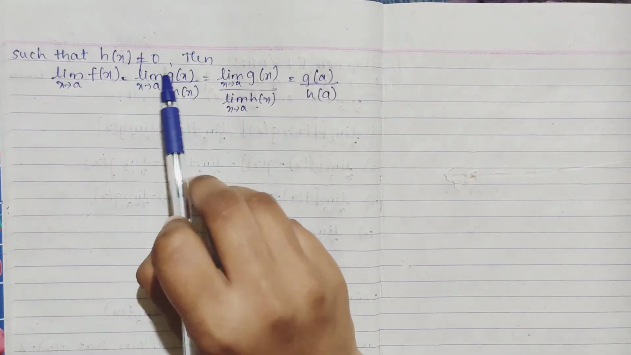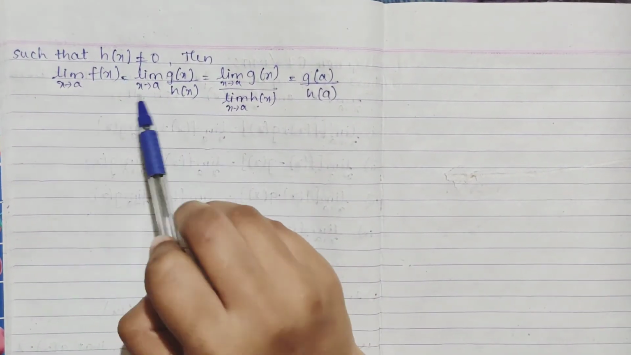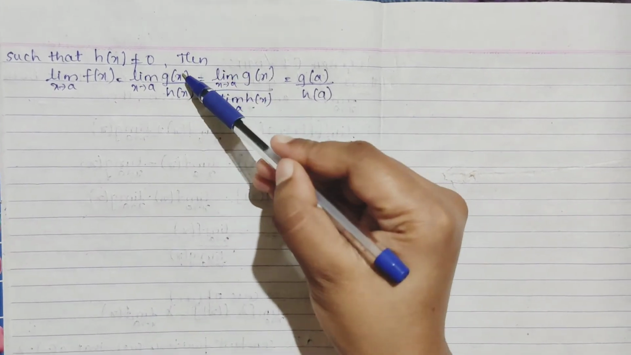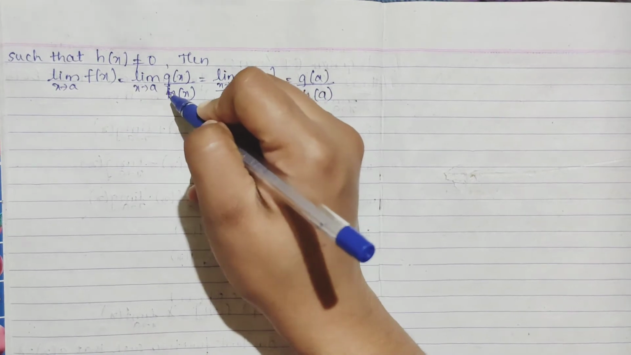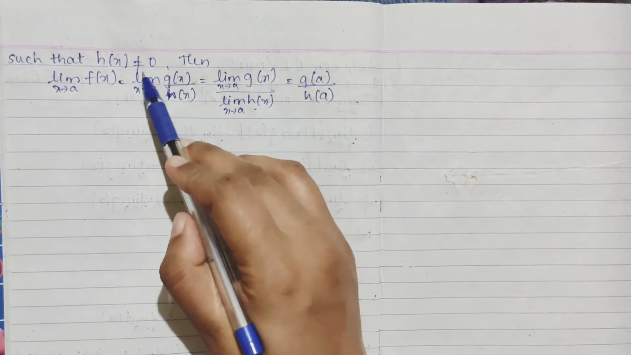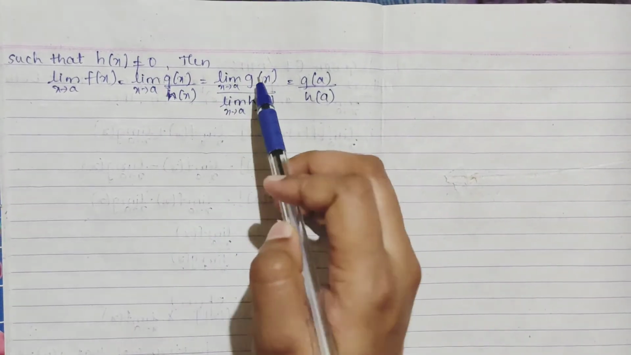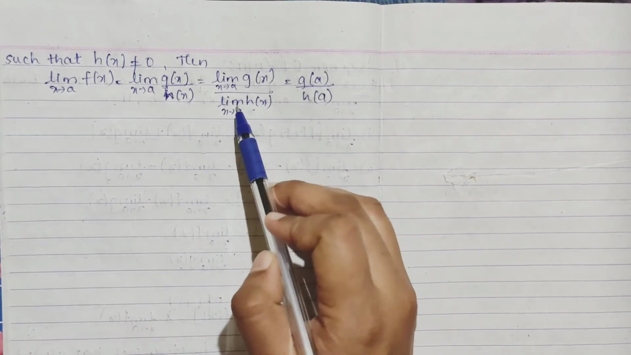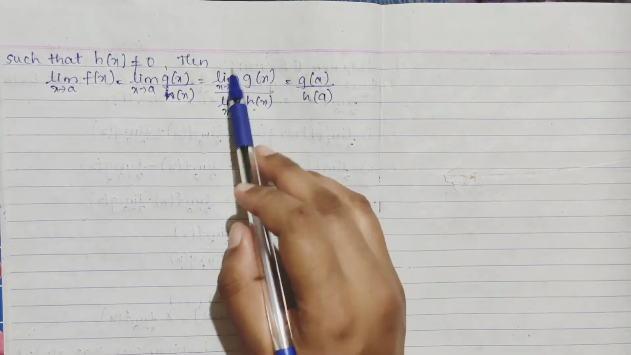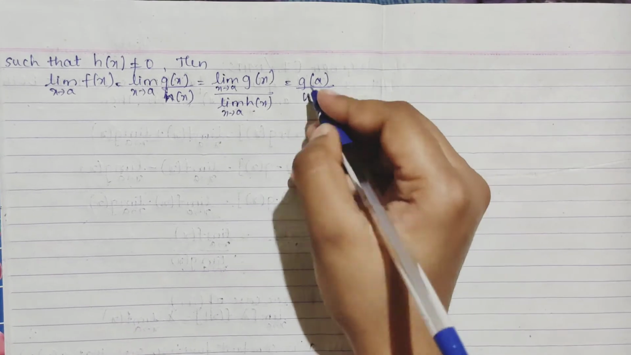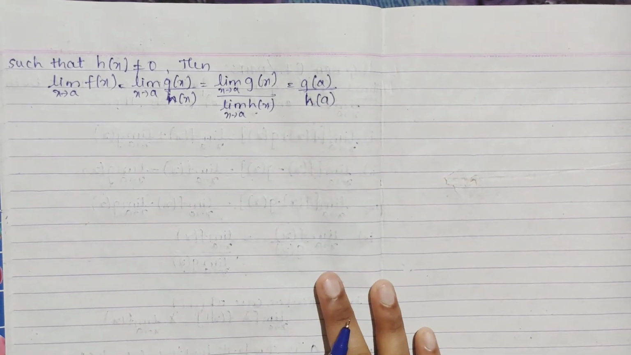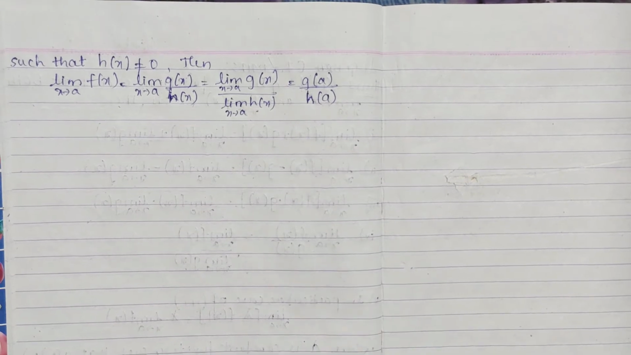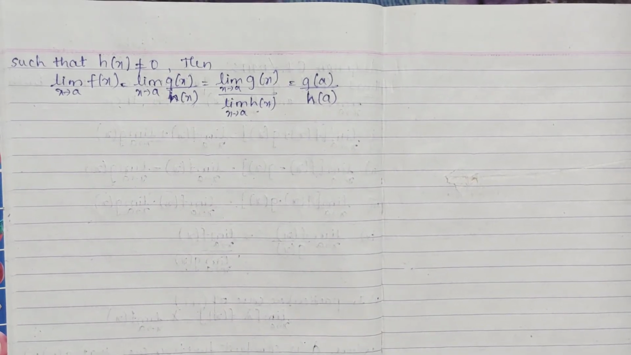Such that h of x is not equal to 0, then the limit of f of x, in terms of your rational function, when you have g of x by h of x, you are not applying it for the whole, you are applying separately: limit of g of x as x tends to a, and limit of h of x as x tends to a. It is nothing but g of a divided by h of a. So this is your limits of polynomials and rational functions.